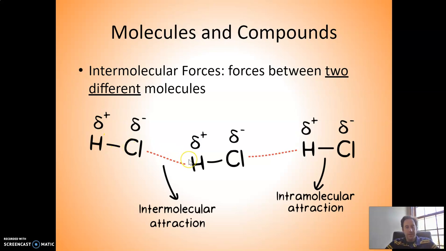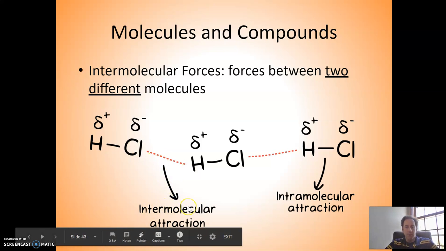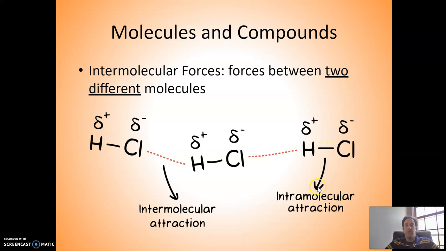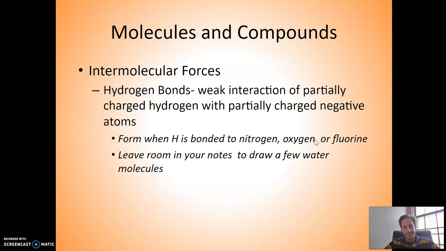Well, if you put a bunch of these hydrogen chloride molecules together, the partial negative chlorines attract to the partial positive hydrogens. There's a little attraction here between these, and we call that an intermolecular force. This is in contrast to this bond right here. This is an intramolecular attraction. Within the molecule, this would be a polar covalent bond. Covalent because they're sharing, polar because it's uneven. There's a slight negative and a slight positive charge.